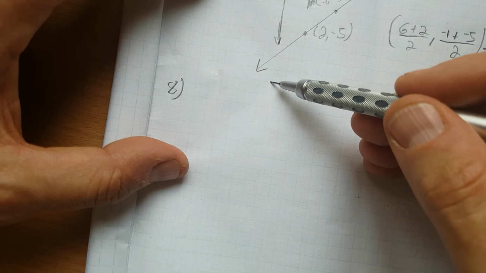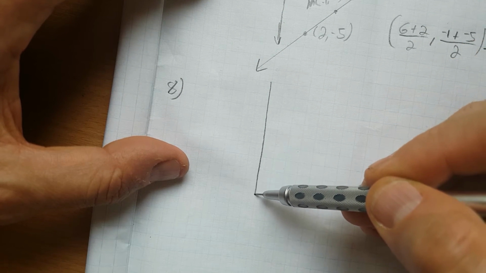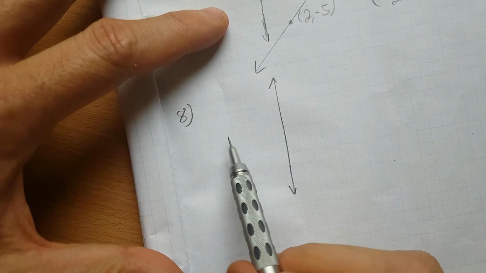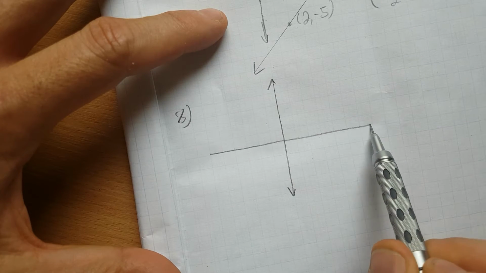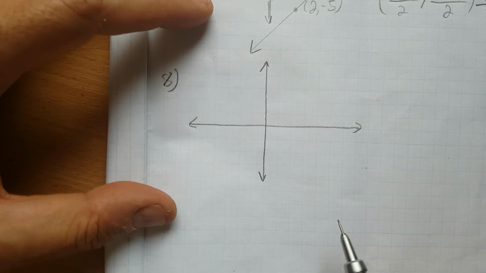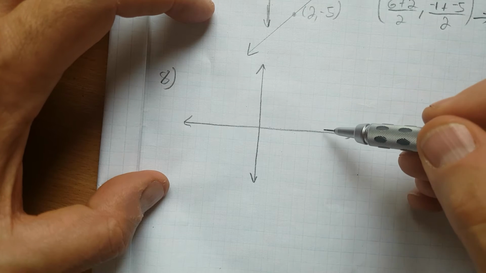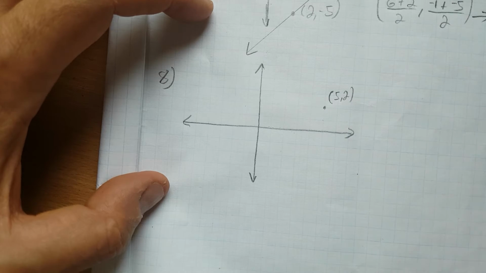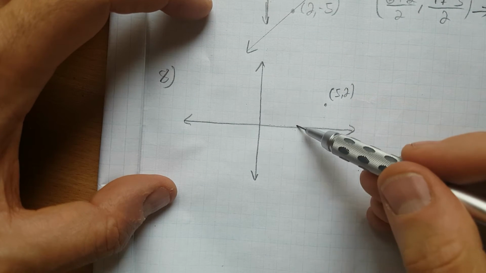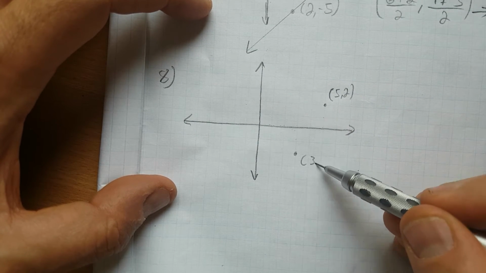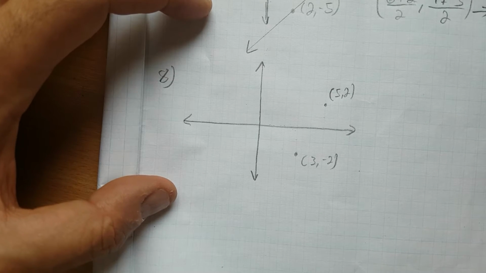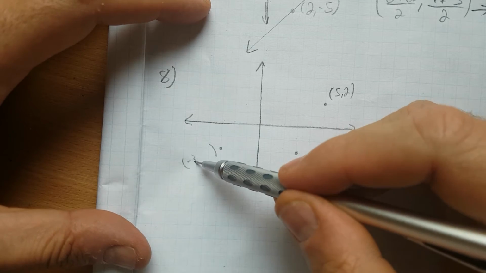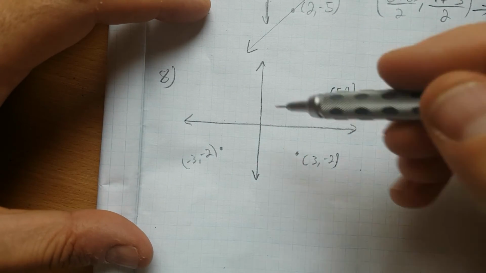Okay, so let's see. Coordinate grid again. (5, 2). (3, -2). (-3, -2). (-1, 2).